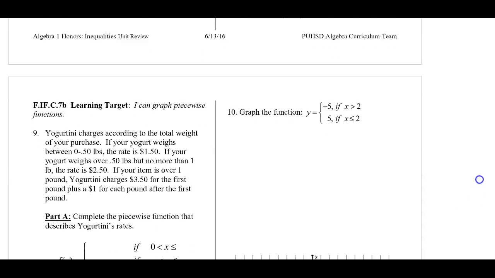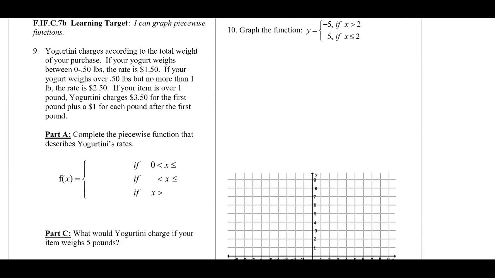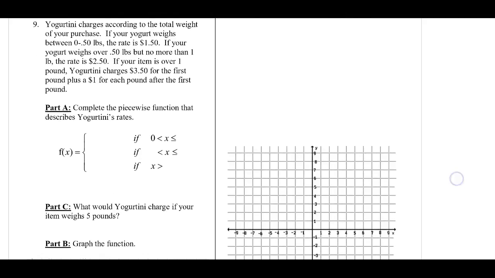All right, number 9. These are the piecewise functions. So for number 9, your Yogurtini charges according to the total weight. If your yogurt weighs between 0 and half a pound, the rate is $1.50. If your yogurt weighs between half a pound but no more than 1 pound, it's $2.50. If it's over a pound, they charge you $3.50 for the first, plus an additional $1 for every pound after the first. So we've got some things to fill in.